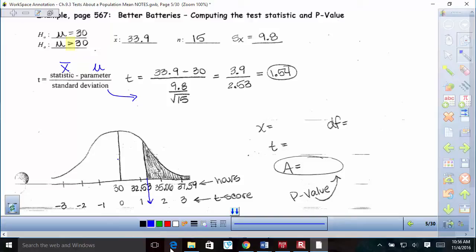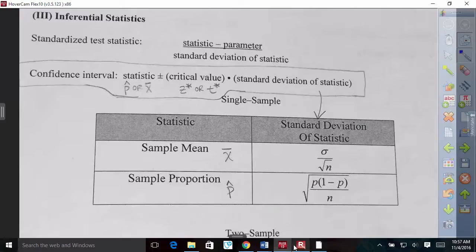Okay, go to your calculator. Let's see if we can do this. What is my degrees of freedom? Because I'm going to need it in a few minutes. Good. 14. You're going to need it when you go to your calculator. So let's go to your calculator.